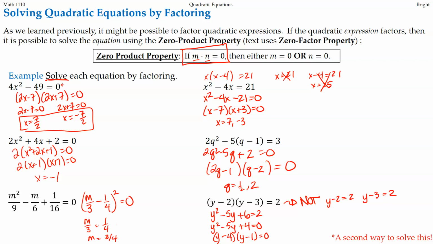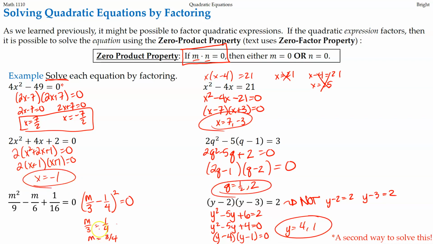And then this last one, this is one that, again, students like to misuse the zero product property on, and they say, oh, okay, there's two factors already, set them each independently equal to 2. That's not going to work. Again, it has to equal 0. So then you actually have to FOIL it out, and then subtract, and then do all this. You end up with y is 4 and 1. Okay, so we have the answers for each of these.